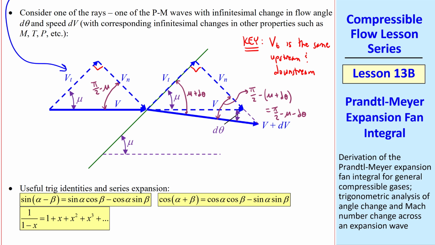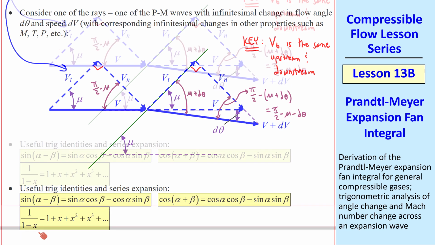Now hold on to your hats, because we're going to do a lot of trig, with the goal of finding an expression for d theta in terms of speed v and dv, so that we can then integrate over the whole expansion fan. Keep in mind that this is just one wave of the expansion fan. You may remember these equations for sine alpha minus beta and cosine alpha plus beta, and this is an infinite series for 1 over 1 minus x.